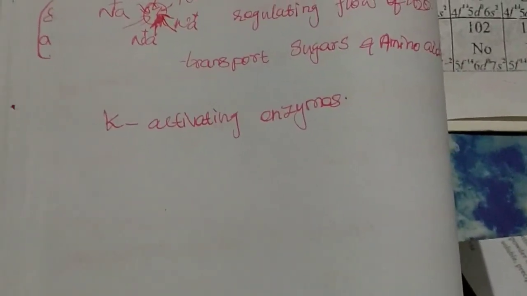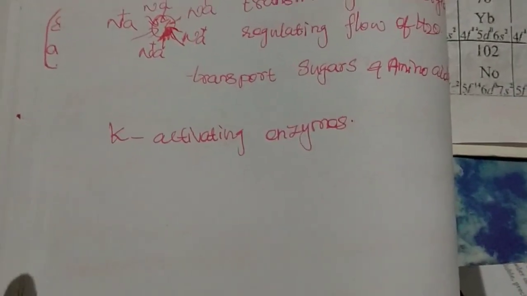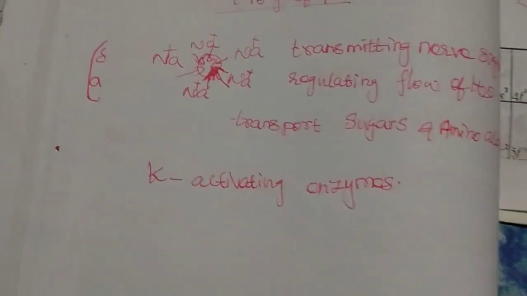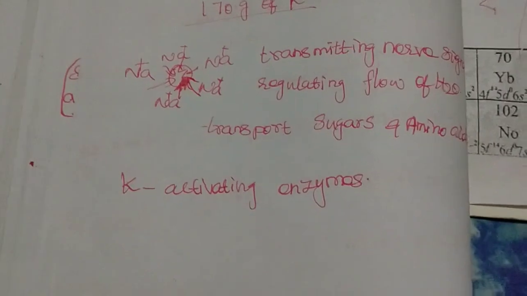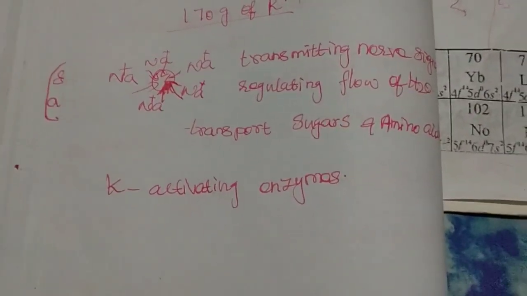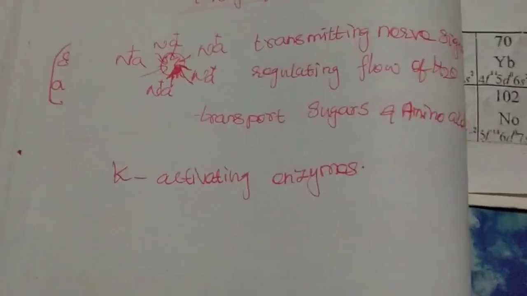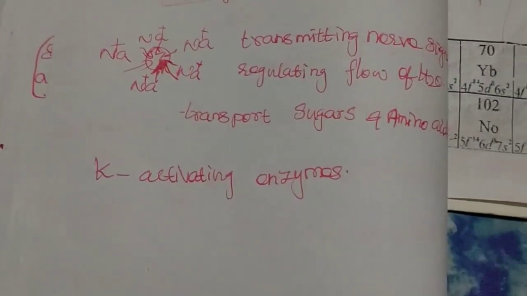So they are responsible for transmitting the nerve signals. And the sodium and potassium pump plays the important role in transmitting the nerve signals. So this is the important use of the sodium and potassium pump in our body, that means the biological importance of sodium and potassium.